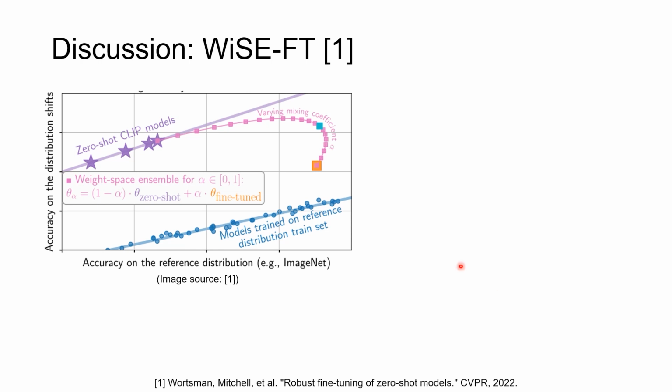We further discussed the integration with WISE-FT, a weight space ensemble method. It was found that the weight space linear interpolation between the zero-shot and vanilla fine-tuned model can produce such a curve that if we take a median value of the mixing coefficient alpha, like 0.5, the ensemble model can achieve better performance on both ID and OOD data.